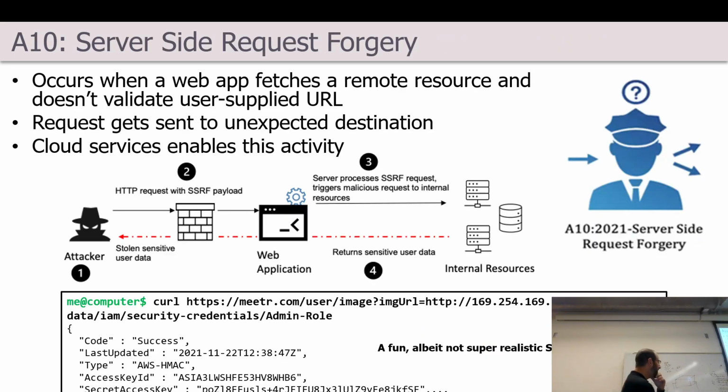And finally, this one's a little interesting to me. Again, we talked about whether this list was truly sequential in terms of importance. This one's very specific, I guess, versus the first 9, which encompassed a lot of different other things. This is server-side request forgery.